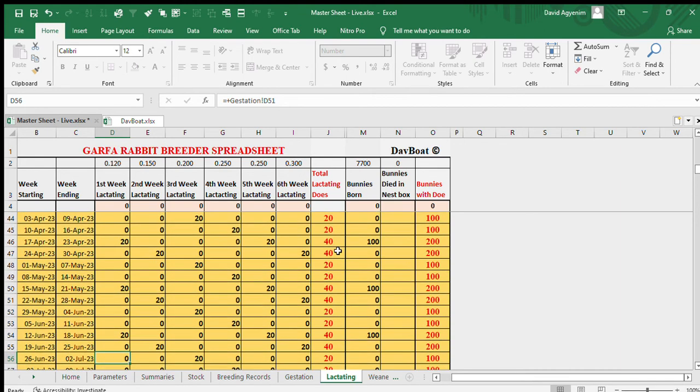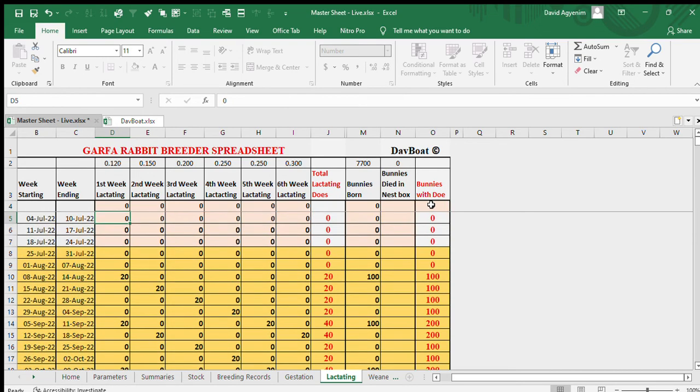So that's it for the lactating sheet. The next will be the weaner sheet, or the bunnies on their own. After lactating, we move on to the weaner sheet.